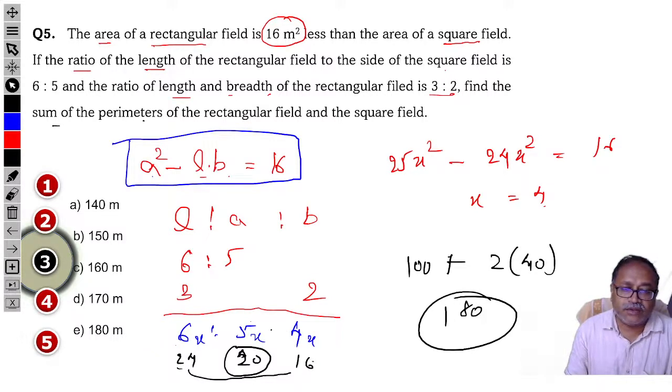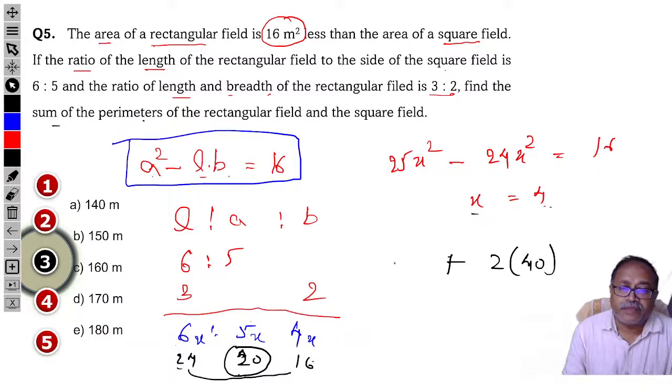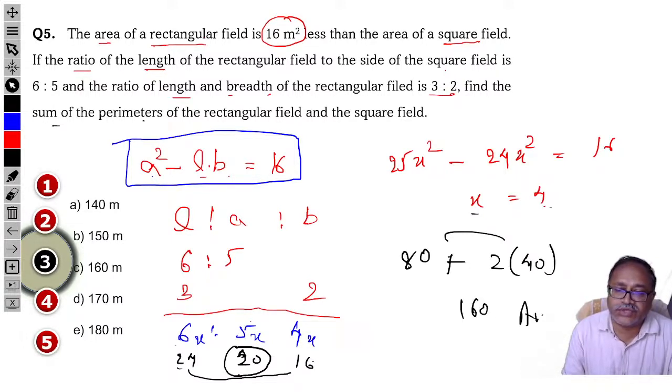This is x is equal to 5 and 4a. Perimeter is 4a. And that 4a is nothing but a is 20, so this is 80. This is 80. So 80 plus 80, this is 160. This is your answer.